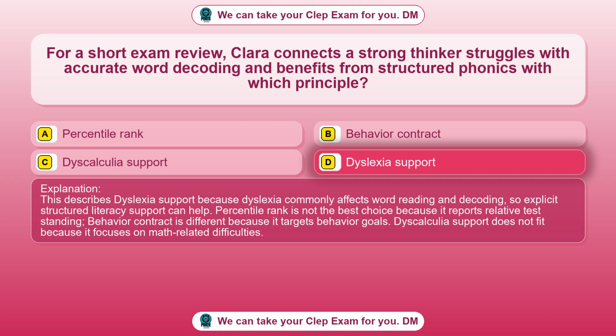Percentile rank is not the best choice because it reports relative test standing. Behavior contract is different because it targets behavior goals. Dyscalculia support does not fit because it focuses on math-related difficulties.